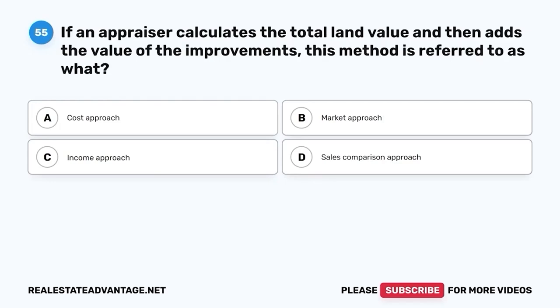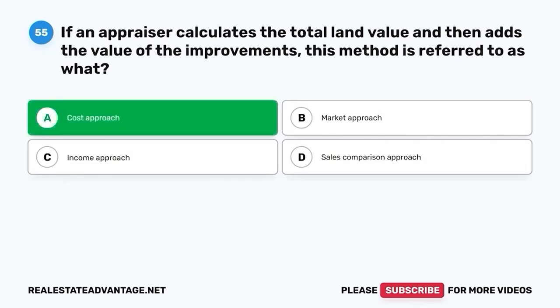Question 55. If an appraiser calculates the total land value and then adds the value of the improvements, this method is referred to as what? A. Cost approach. B. Market approach. C. Income approach. D. Sales comparison approach. The correct answer is A.